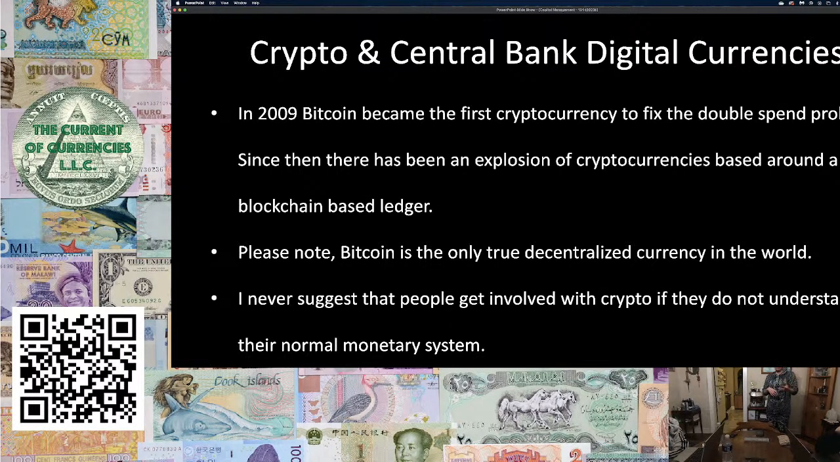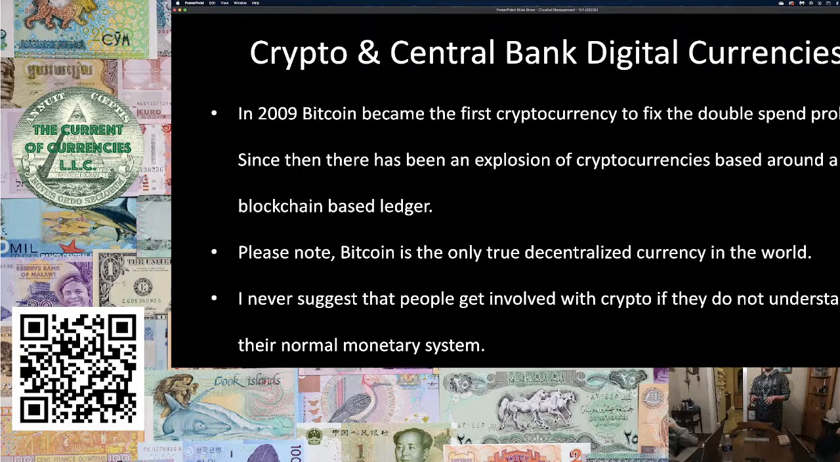This is why Bitcoin ended up becoming the #1 cryptocurrency and the only decentralized cryptocurrency that actually exists in the world. So in 2009, Bitcoin became the first cryptocurrency to fix the double spend problem. Since then, there has been an explosion of cryptocurrencies based around blockchain-based ledger. More than 28,000 cryptocurrencies currently exist. Many of them are pump and dumps, and again, I will do a class on that so that we have more information on that. Bitcoin is the only true decentralized currency in the entire world.